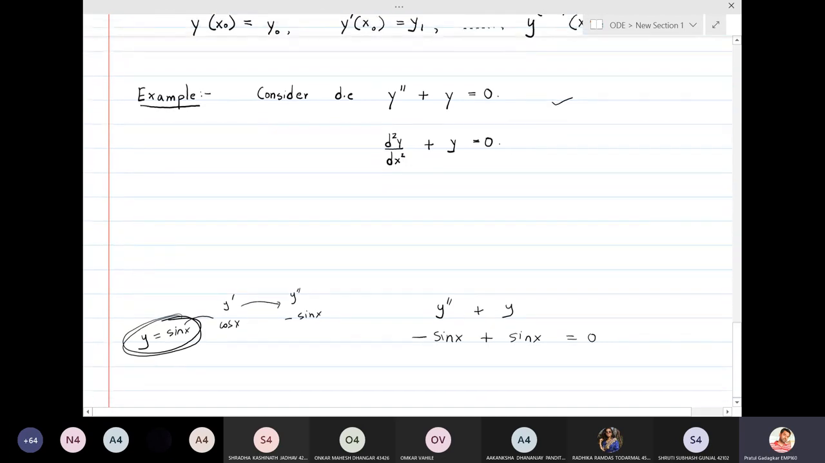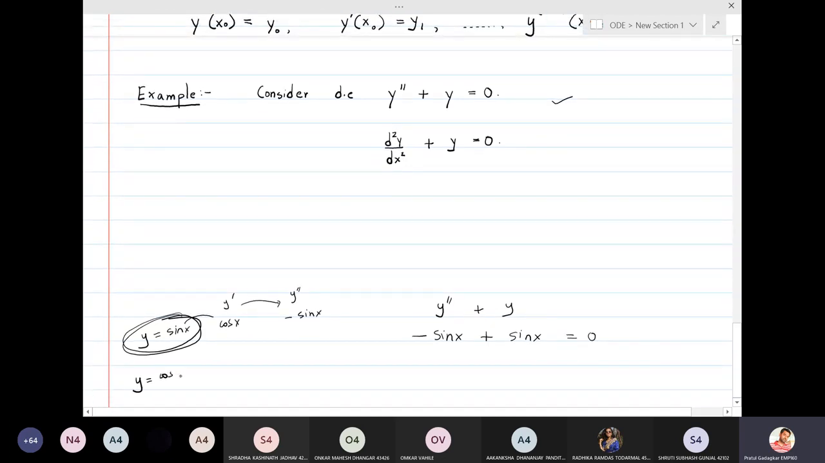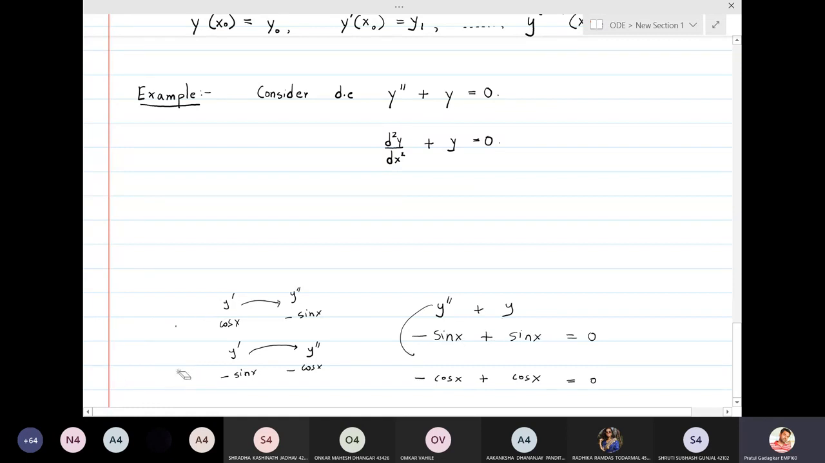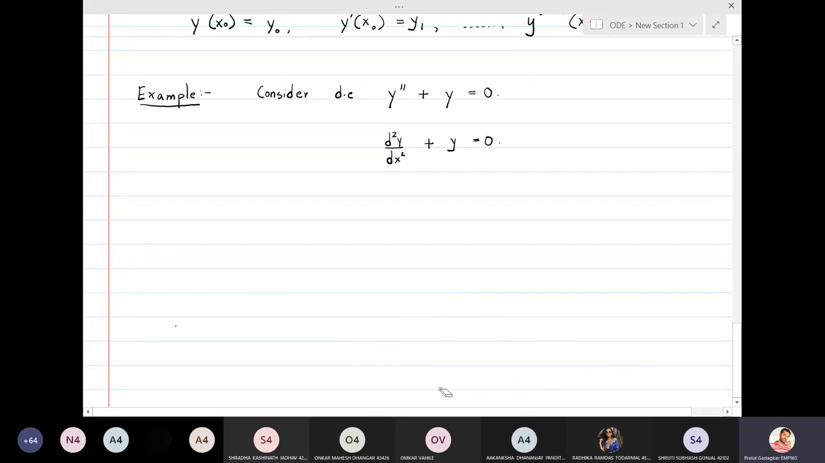The same is the story for cos x. The derivative of cos x is minus sin x, and the derivative of minus sin x is minus cos x. So the double derivative is minus cos x, plus y, which is cos x, and minus cos x and cos x again give 0. So the two solutions of this particular differential equation are obviously sin x and cos x. This is known to all of you.